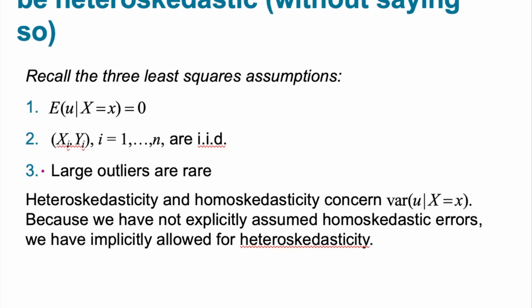Recall our three least squares assumptions: that the expected value of U given x is 0, right? We cannot use x to predict the value of U, or the factors contained in U are unrelated to x. That the observations xi, yi for i equal to 1 through n are independently and identically distributed. And that large outliers are rare.